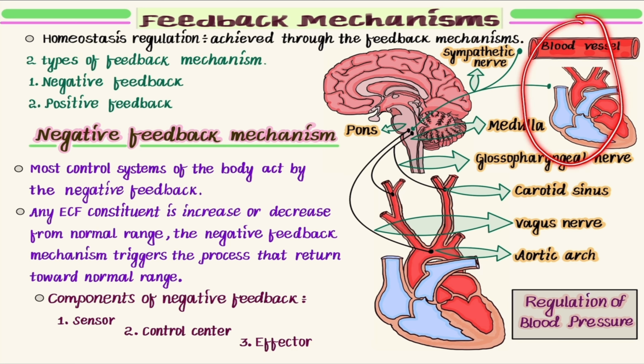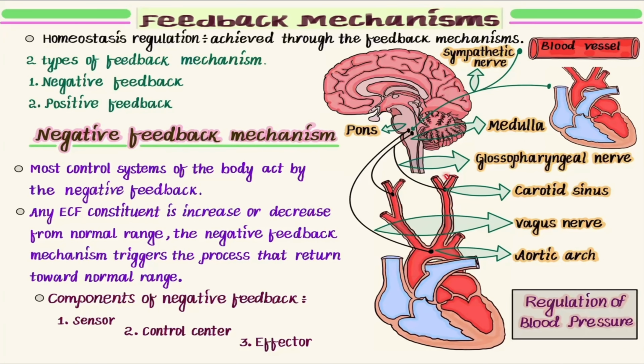Here in this picture, the blood vessel and the heart are the effector organs for the regulation of blood pressure. Nerve impulses to the blood vessel from the control center cause dilatation or constriction of the blood vessel. Like that, impulses to the heart cause a decrease or increase in the heart pumping activity.